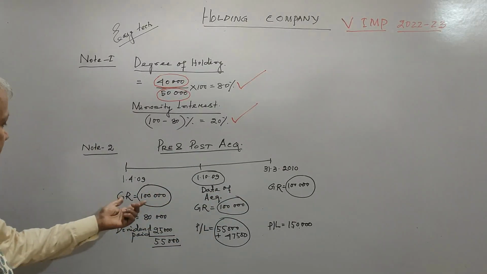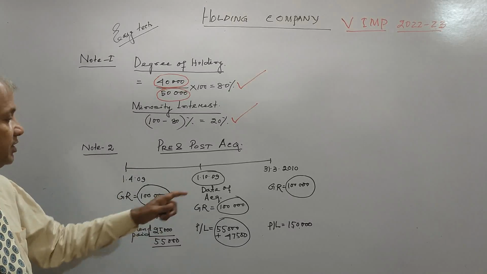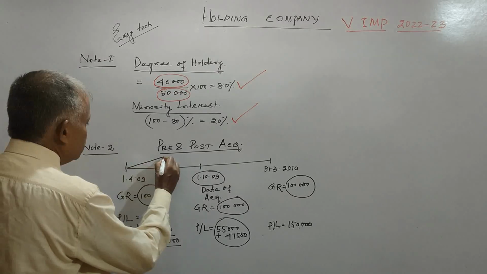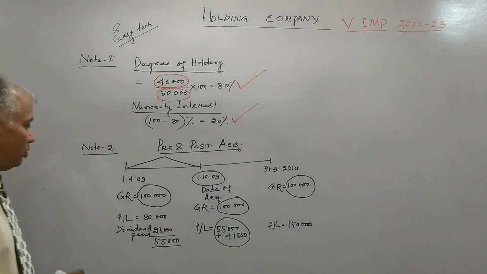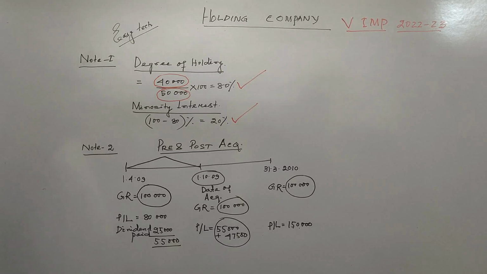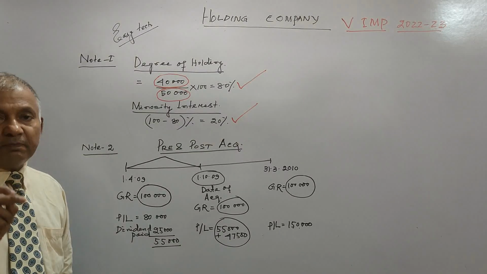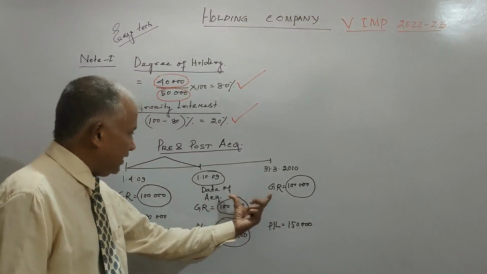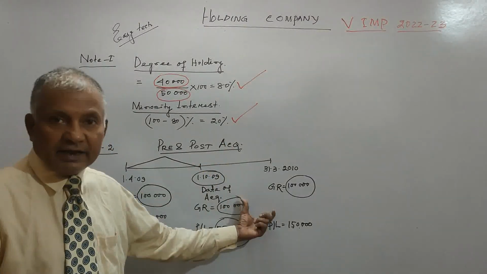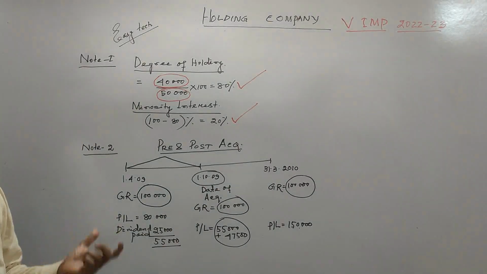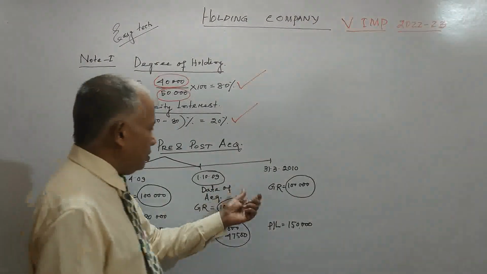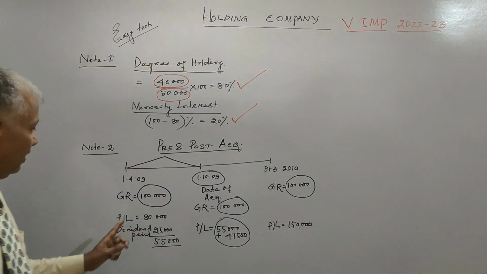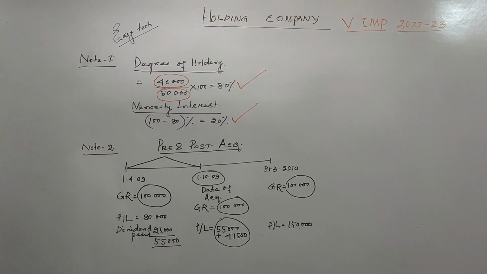So whatever the general reserve profit is, it is capital in nature, or pre-acquisition period profit, because there is no increase or decrease in general reserve, or you can say there is no change in general reserve. Right? Let us come to the profit.